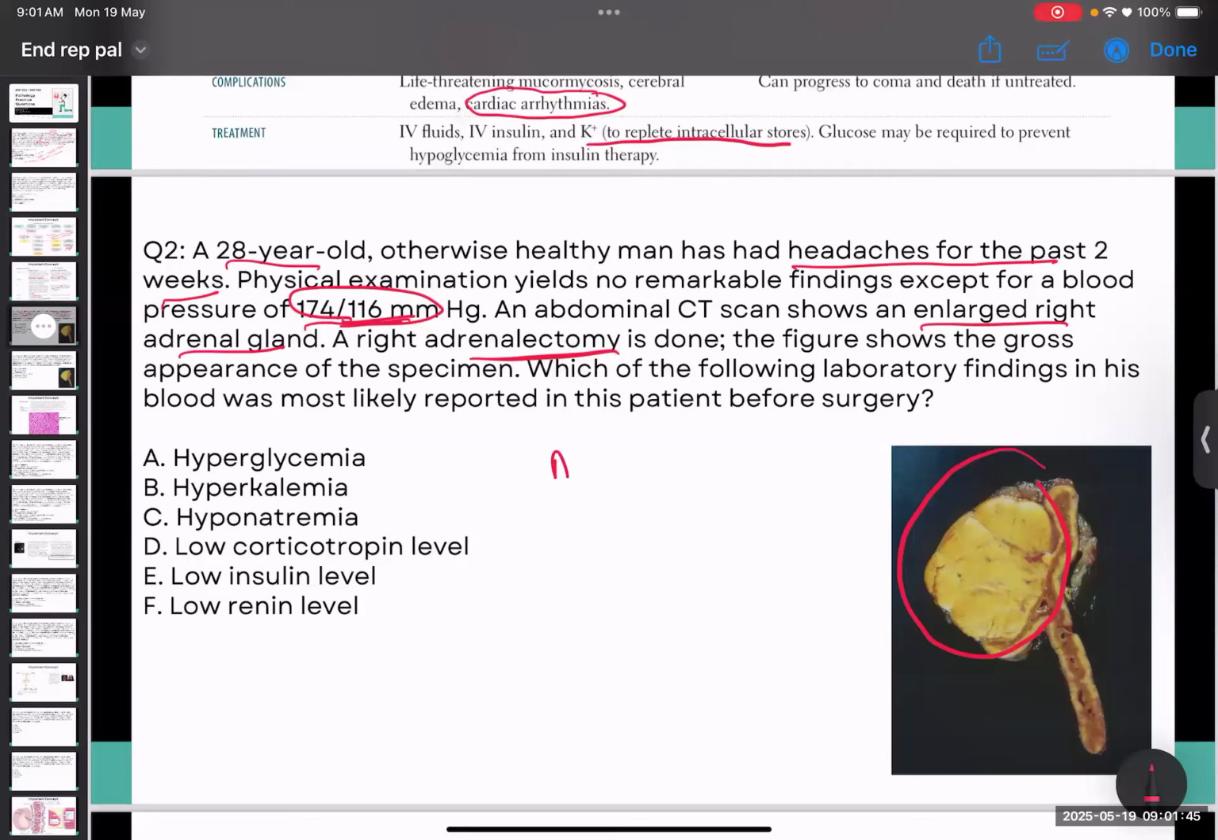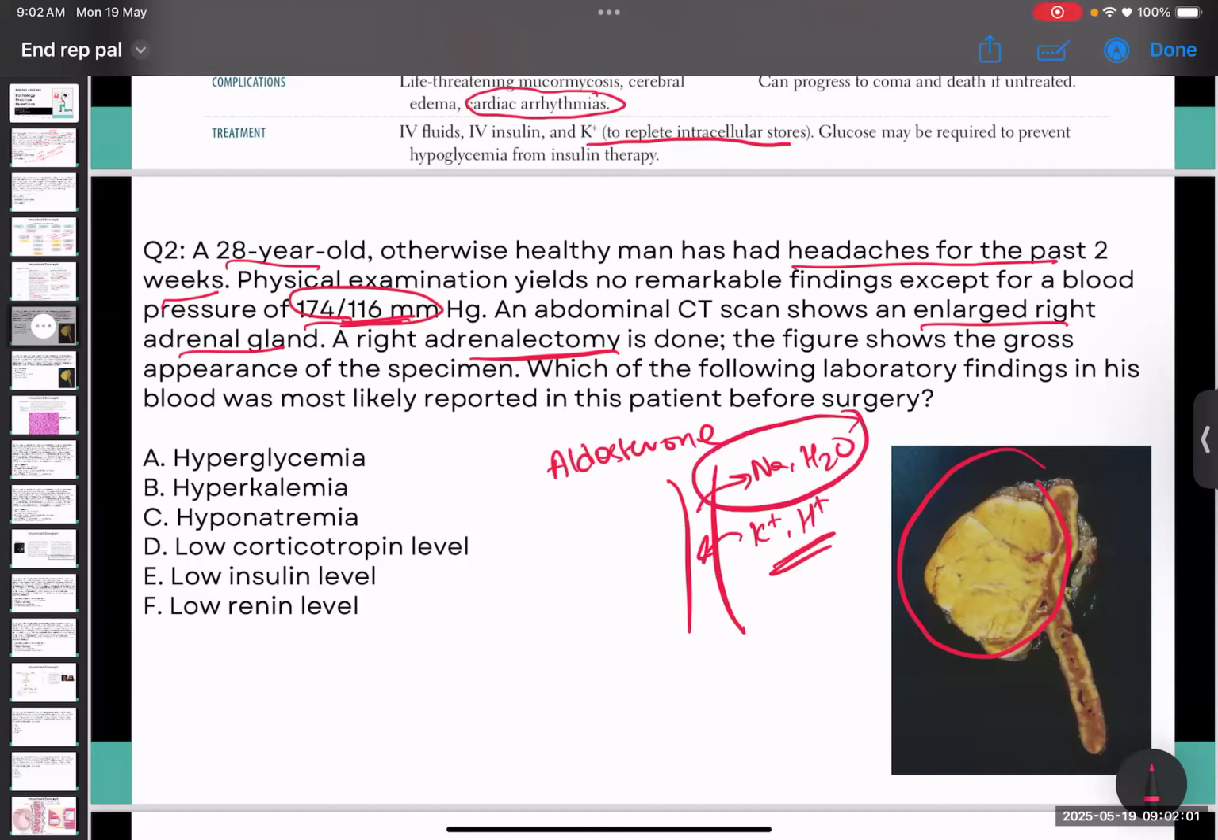And the way aldosterone acts is that it acts on the collecting tubule of the kidney. So it's going to reabsorb sodium and water and it's going to secrete out potassium and H+. That's essentially the reason why patients have elevated blood pressure, because they're reabsorbing a lot of water and sodium. Now, which of the following lab findings will be most likely reported in this patient?